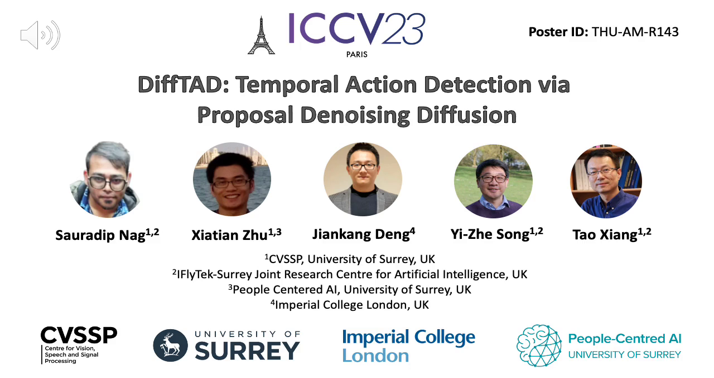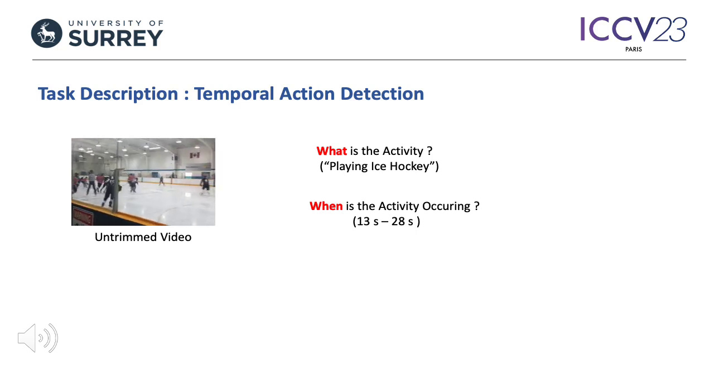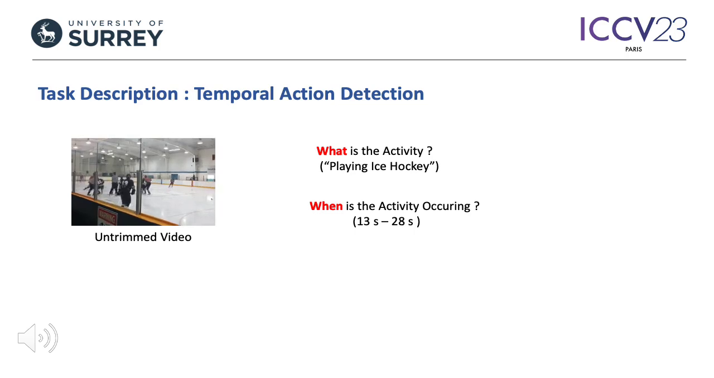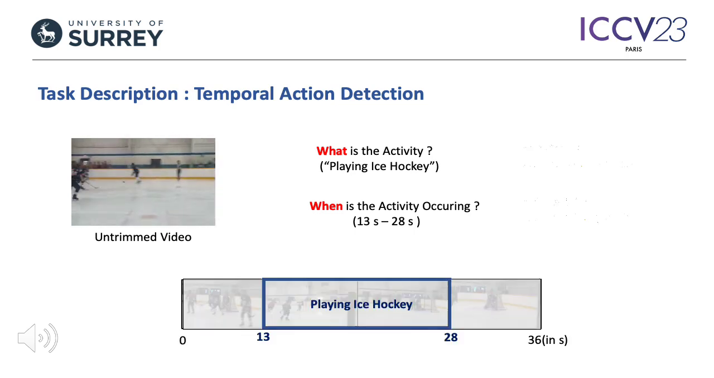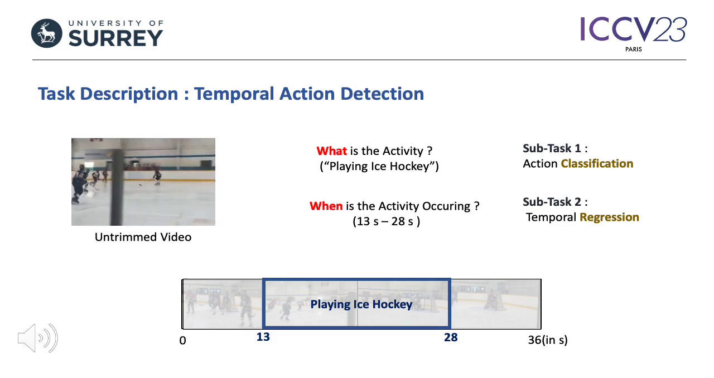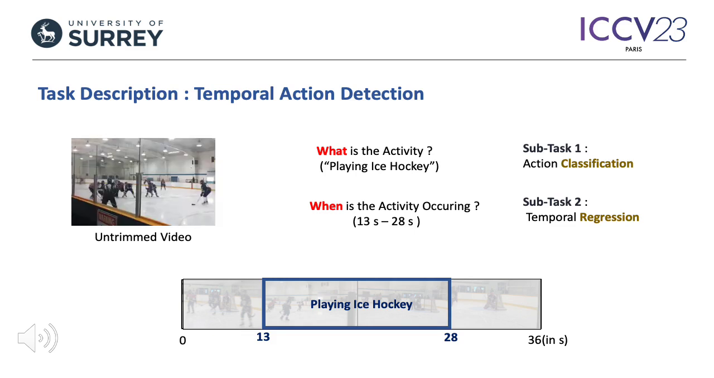In this work, we showcase how generative models like diffusion can be integrated with discriminative tasks like temporal action detection. Let us revisit the task of temporal action detection. Given a video, we are entitled to ask two simple questions: what is the activity, and when is the activity occurring? This leads us to solve two subtasks, which are action classification and boundary regression. This can be considered as a one-dimensional variant of object detection.